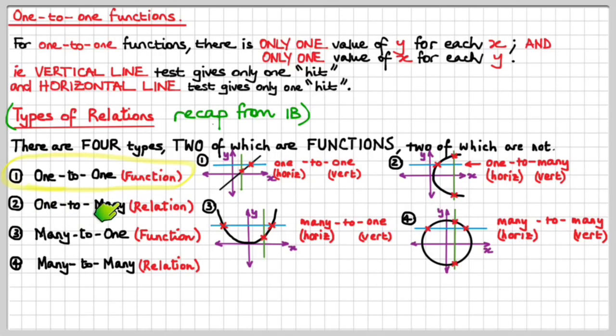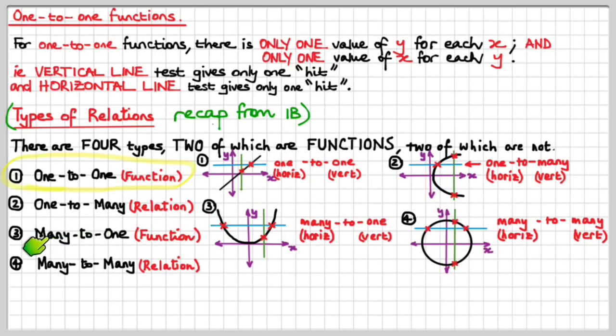Let's have a look at number 2. This is one-to-many, okay? Now that's not a function because this has to be 1 for a function. So that's a relation. Let's have a look at it. We've got the horizontal line test. Yes, that's a 1, so the left-hand term here is 1. And on the vertical line test, we've hit twice. Not once, but twice. Therefore, this is not a function. This is a relation. Okay, got it? You can see, can't you?